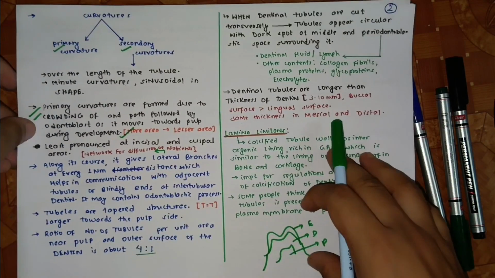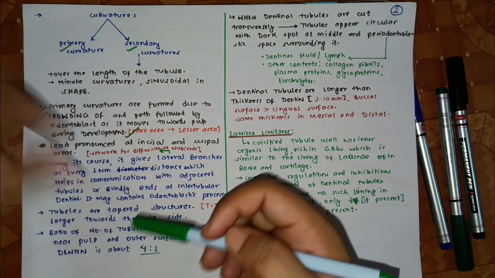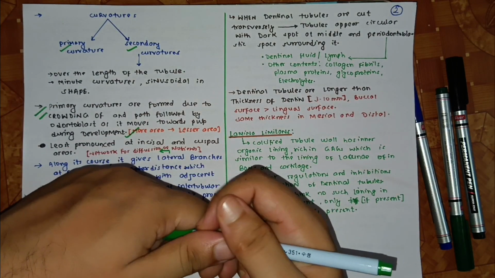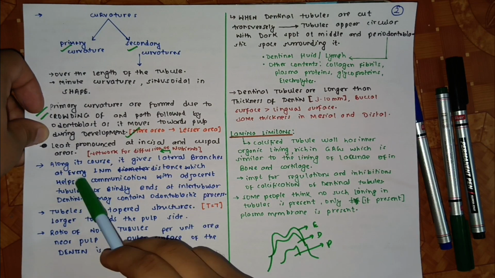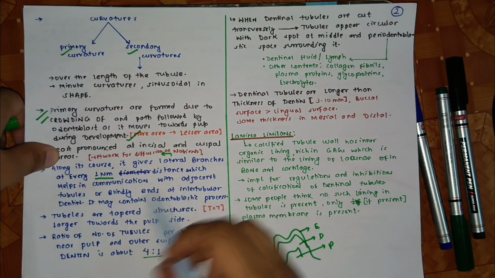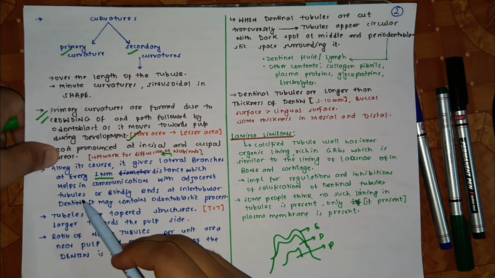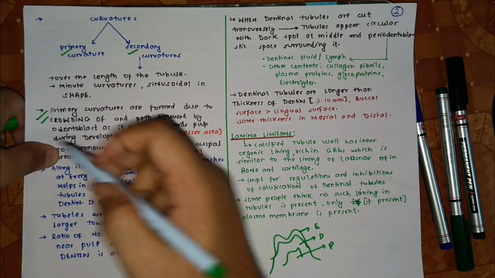After that, as I have written here, it is less pronounced at the incisal and the cuspal area, which I have discussed in this figure. Now in another point, along its course it gives lateral branches at every 1 micrometer. This is very important data. These help in communication with the adjacent tubules or end blindly inside the intertubular dentin. They may contain the odontoblastic processes.